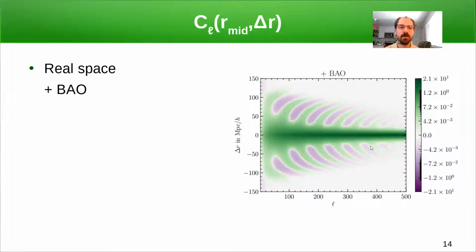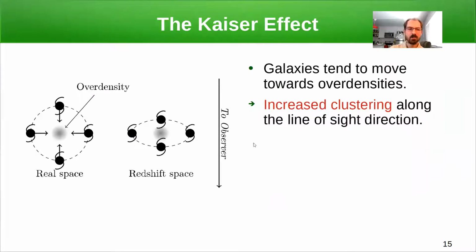Okay, so this is still in real space, but we also want to understand, say, the Kaiser effect. In the Kaiser effect, we have galaxies that move towards an overdensity. Due to the Doppler effect, that means that if the observer is down here, galaxies that move away from us and towards the overdensity will appear further away than they actually are. And galaxies that are on the far side moving towards us and towards the overdensity will look closer. So we have this pancake effect, and that increases the clustering along the line of sight.